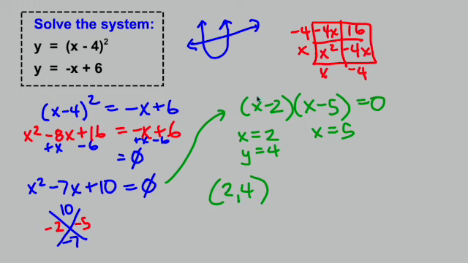And then if I plug in a 5, 5 minus 4 is 1. 1 squared is 1. And if I had chosen the bottom equation, I would get negative 5 plus 6, which is also 1. So my other answer is 5 comma 1. So what this means is the parabola and the line are going to meet at two different spots, and those points are 2 comma 4 and 5 comma 1.